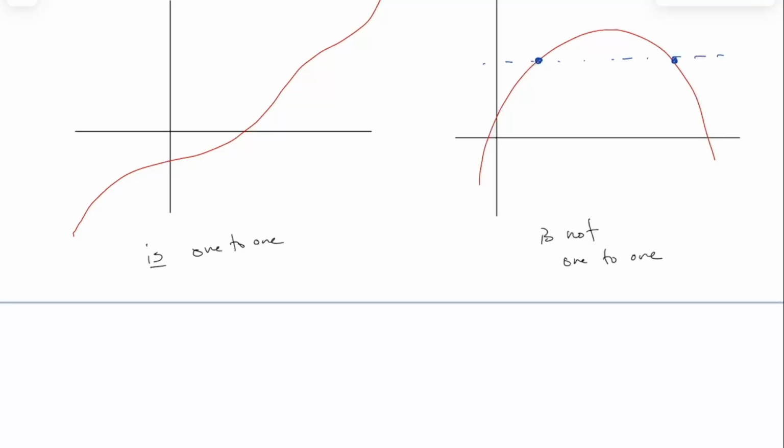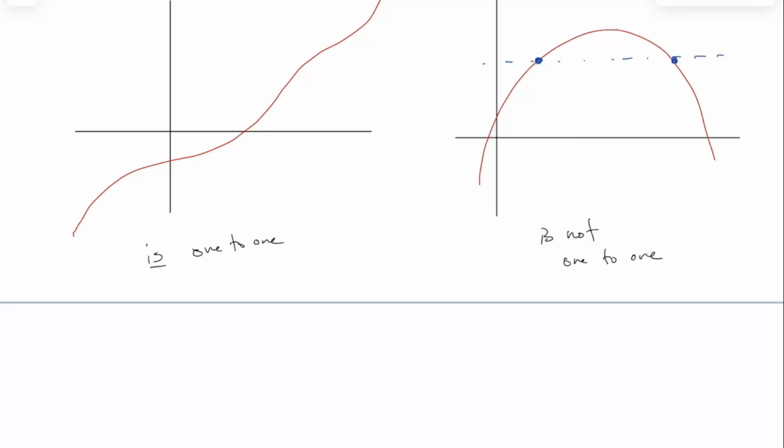Another way that people talk about this is in terms of what they call the horizontal line test. In order to be a function, it has to satisfy the vertical line test, which means any vertical line must hit only one point. And that's true of both of these. Any vertical line hits only one point of the graph.